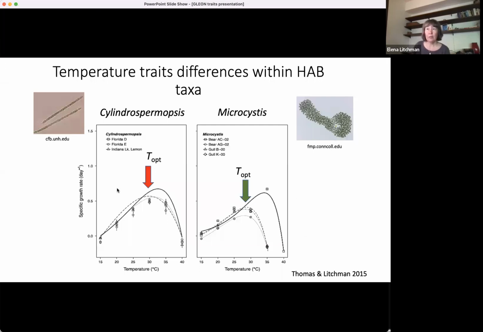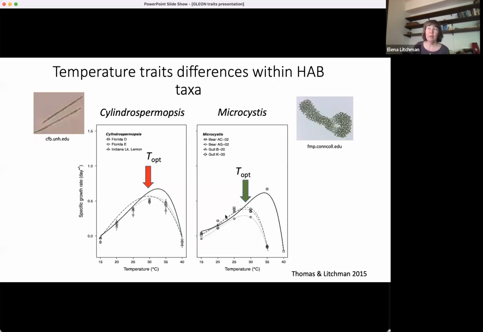When we compare traits, we can compare them across taxonomic groups, or we can compare them within taxonomic groups. For example, within cyanobacteria, we can look at traits across different genera, or even within each genus, where we can have isolates and measure their traits. And what we've been finding, and other people have been finding, is that there is a lot of variation, even within a given genus or a given species. For example, the invasive toxic cyanobacterium Cylindrospermopsis tends to have higher temperature optima than Microcystis. But there are some strains of Microcystis that showed really high temperature optima.